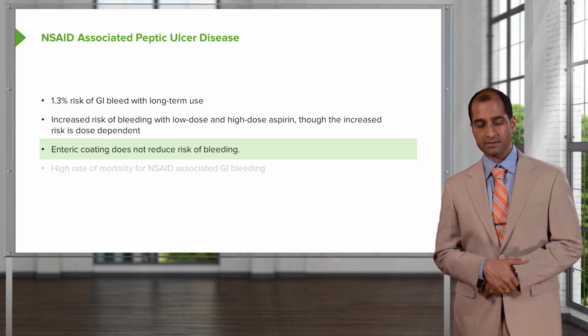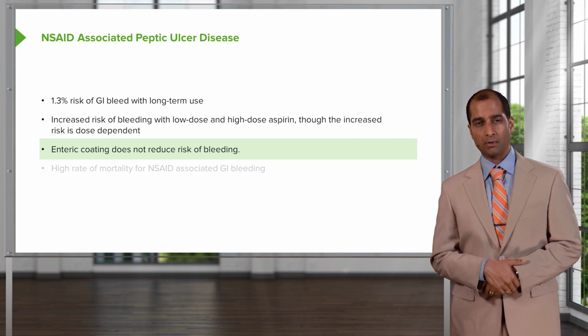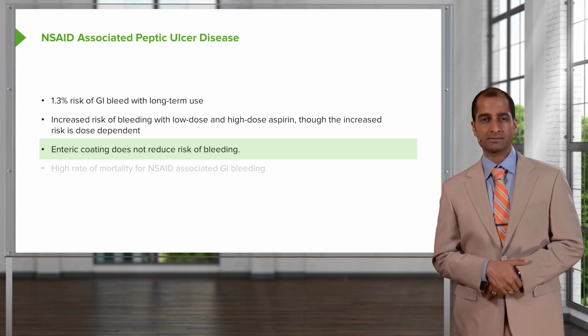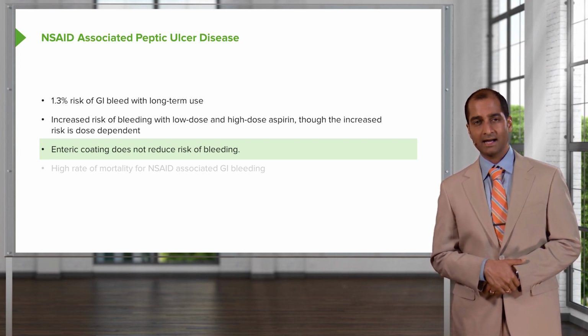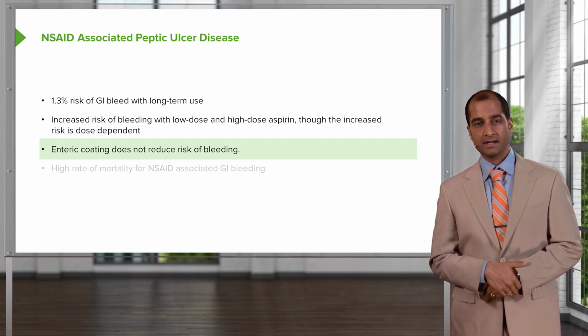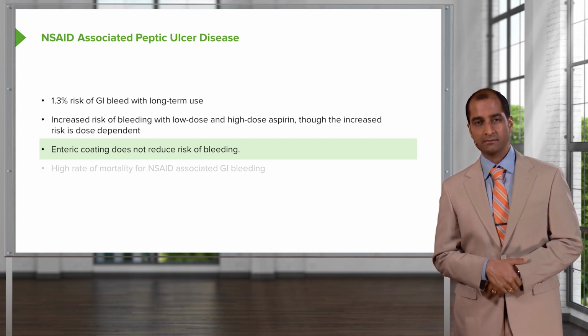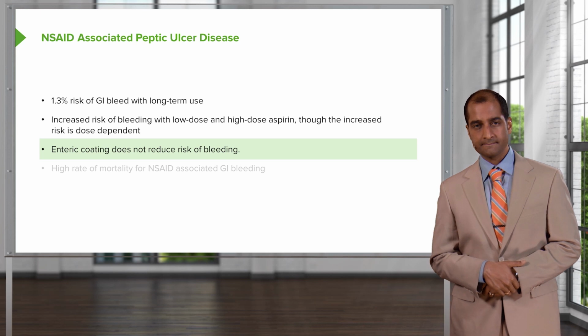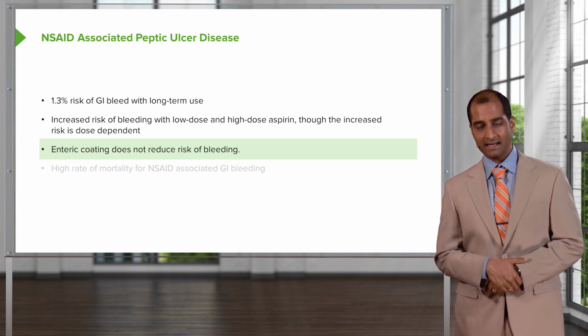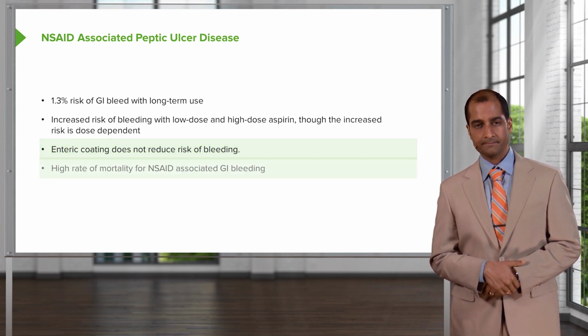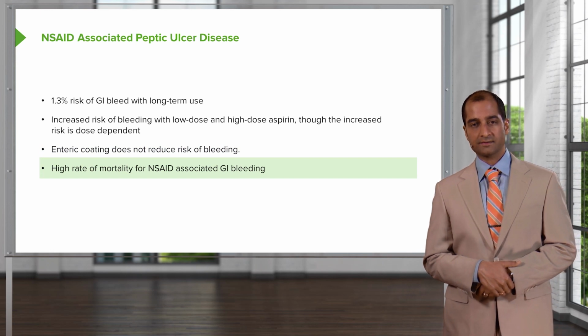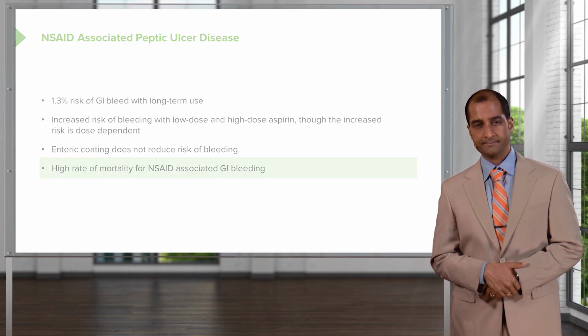It's important that you establish in your practice excellent rapport with your patients so that they're being transparent between you and your patient. Enteric coating does not reduce the risk of bleeding. Do not allow the advertisements and the commercials to fool you. There is a high rate of mortality for NSAID-associated GI bleeding.